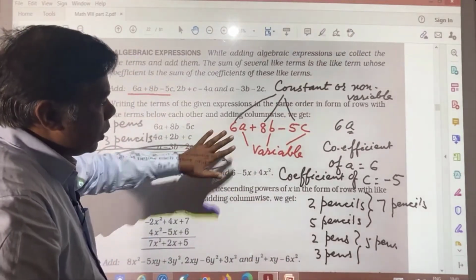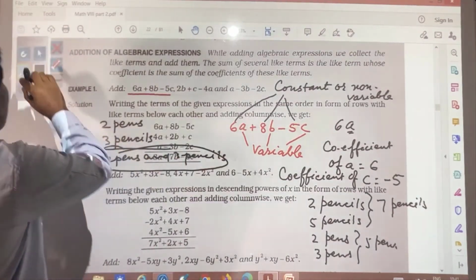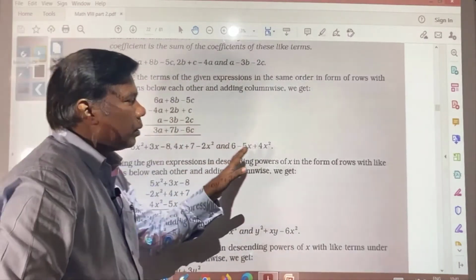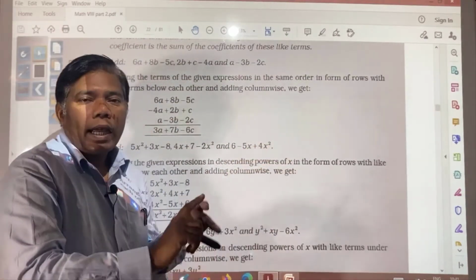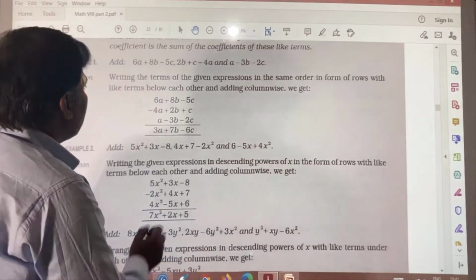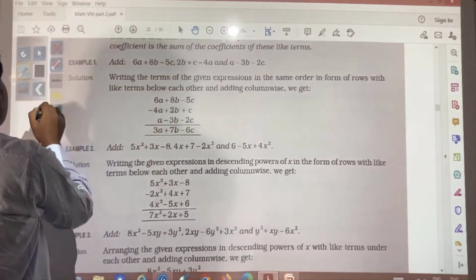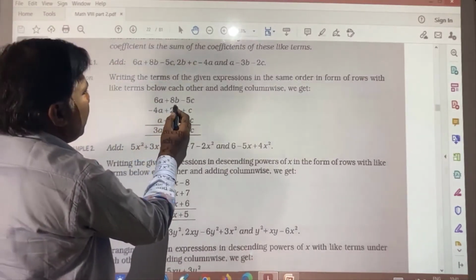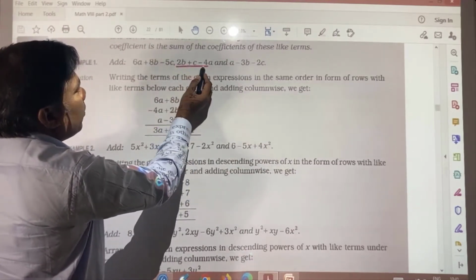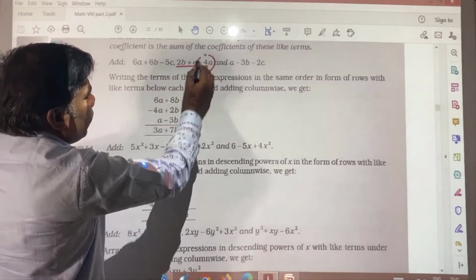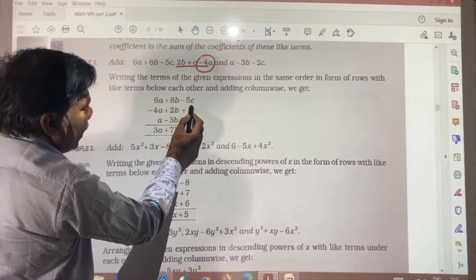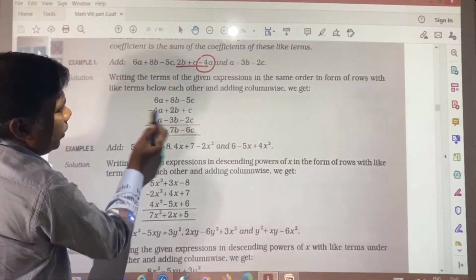So I hope you understood like terms and unlike terms. So for addition and subtraction, first thing is what? Like terms and unlike terms are separated. Like terms are required to be written together so that they can be added or subtracted. Here you see, here you have 6A plus 8B minus 5C, and then you have 2B plus C minus 4A. So minus 4A will be written with 6A, C will be written with 5C, 2B will be written with 8B.